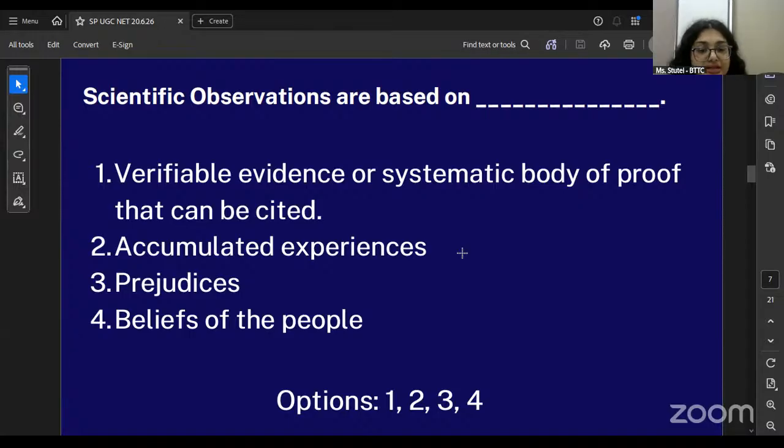And in this case, you can see it in the first option only, that there's a word called verifiable. So, you can then, of course, read the first option, which says verifiable evidence or systematic body of proof that can be cited. Here I can see four keywords. One is verifiable, next is evidence, next is systematic, and the fourth keyword is proof. So then I was like, yeah, this seems like a very sensible answer. And then eventually, when I read the second, third, and fourth options, I was like, no, this is not right. The first option is 100% correct. So that's why I chose the first option.